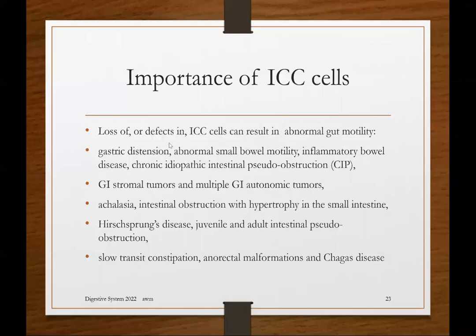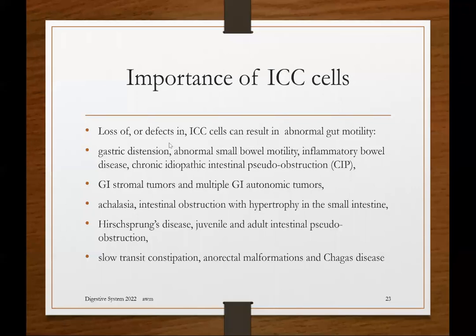It's usually something to do with the wall. So you can get gastric distension because you can't get contraction and thus releasing of the gastric contents into the duodenum. You can have abnormal small bowel motility, whether there's obstruction or not. Inflammatory bowel disease, the chronic idiopathic intestinal pseudo-obstruction. Even tumors, you can get tumors of the gastrointestinal tract, either affecting the autonomic nervous system or the stroma.